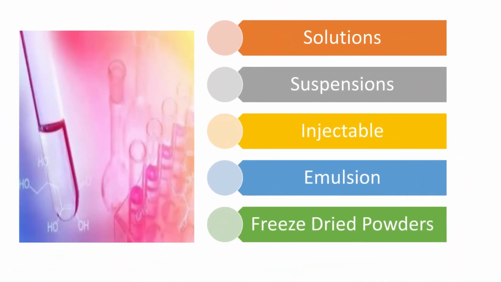So when we try to understand the different sorts of preparations which are administered through the injectable routes, there are 5 different types of preparations which are administered to patients by the parenteral routes. The first is the solution forms, second is the suspension forms, third is the injectables, fourth emulsions, and fifth freeze-dried forms.